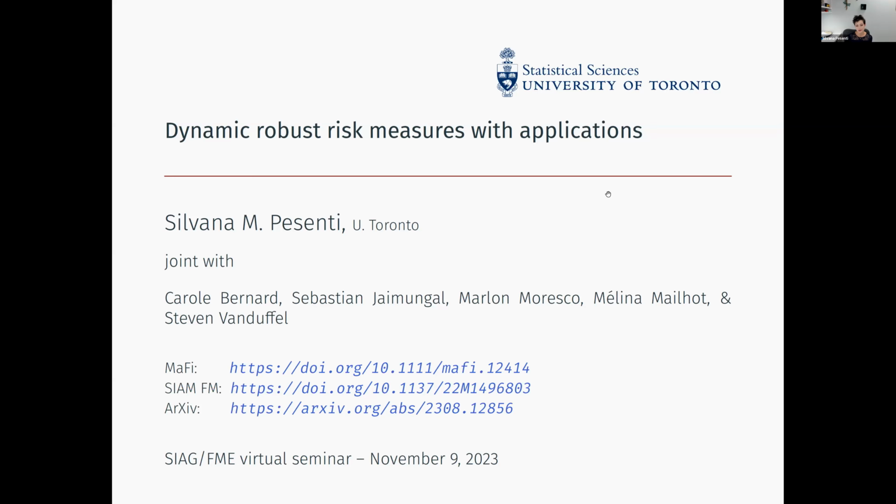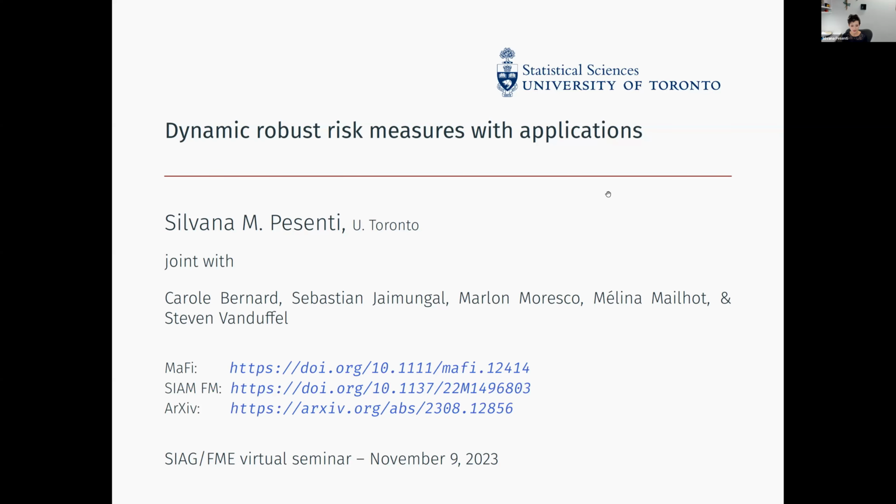So I will first talk a little bit about what robust risk measures are and why we would want to consider them. And then I will look at two examples in portfolio optimization. So that will be based on the first two links there. And then in the second part of the presentation I will look a bit at dynamic robust risk measures.